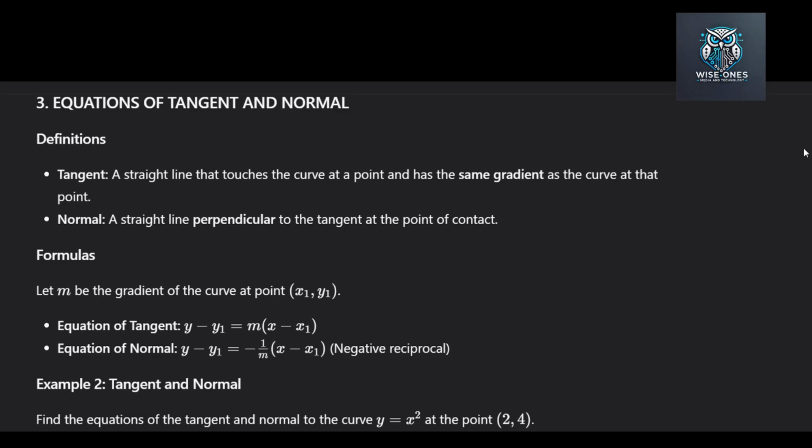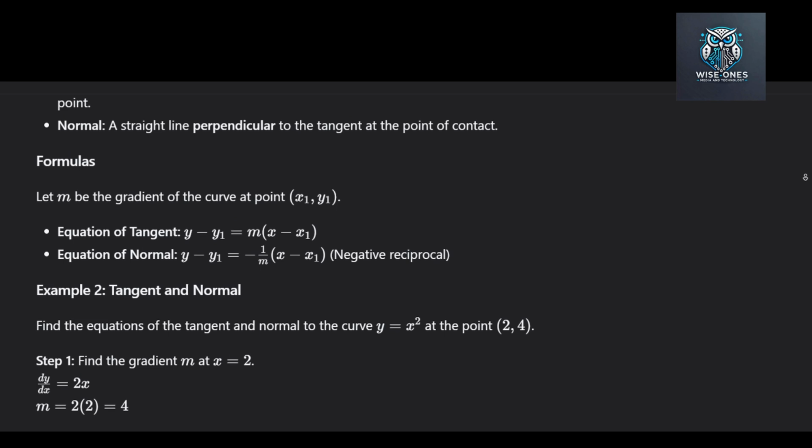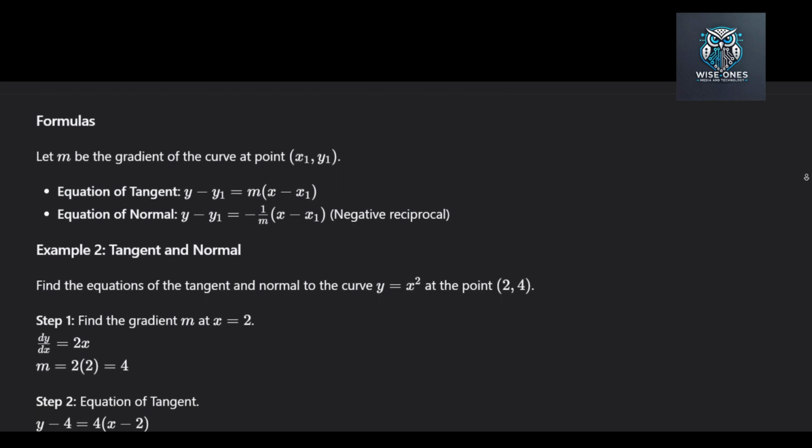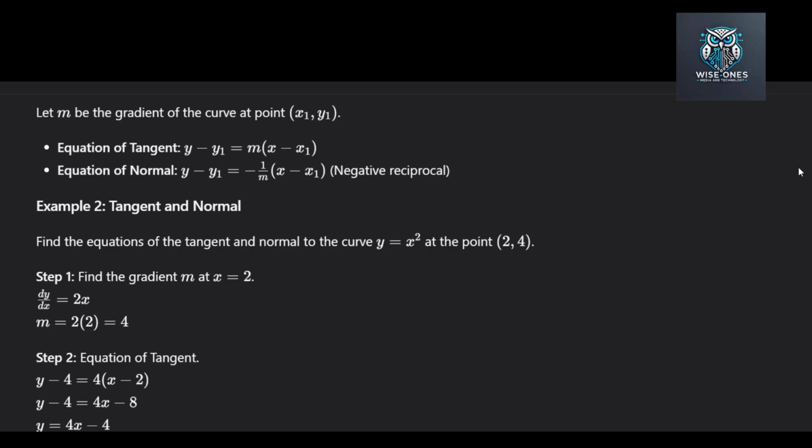Let m be the gradient of the curve at the point (x1, y1). The equation of tangent is y minus y1 equals m times (x minus x1). The equation of normal is y minus y1 equals negative 1 over m times (x minus x1). Notice the negative 1 over m.